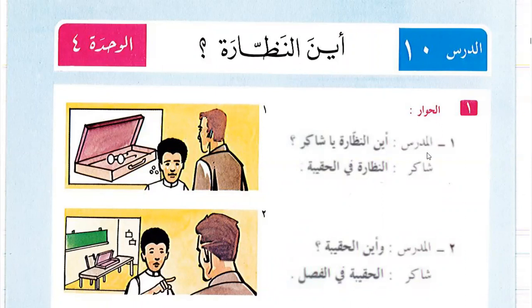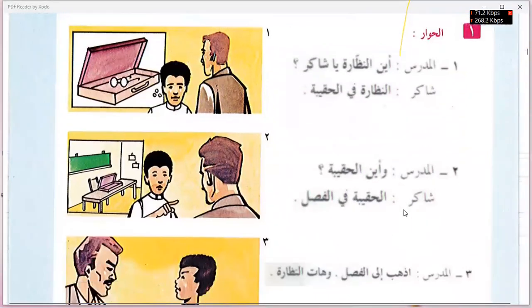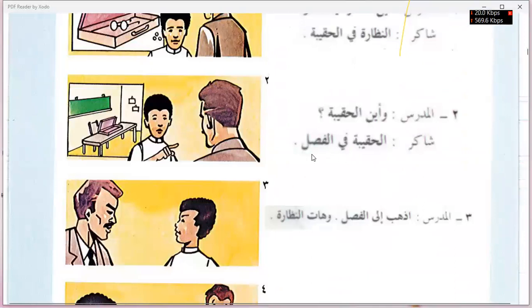Al-Mudarris, the teacher: Aina an-nazara, ya Shakir? Where are the glasses, O Shakir? Shakir replies: An-nazara fil haqiba. The glasses are in the bag. Al-Mudarris: Wa aina al-haqiba? And where is the bag? Aina means where. Al-haqiba, the bag. Shakir replies: Al-haqiba fil fasl. The bag is in the class.